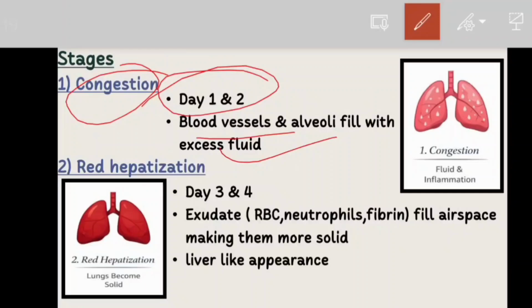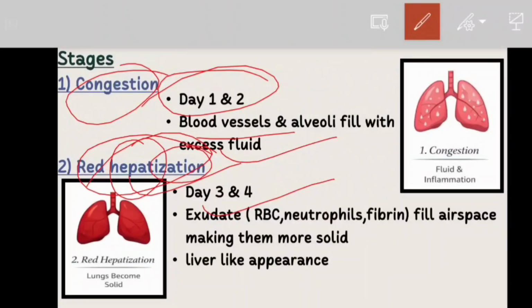Okay. Now stage 2, that is the red hepatization. So that is day 3 and day 4. Students, this is a favorite viva question. So first understand the word hepatization. Here hepato means liver, and hepatization means the lungs start looking like the liver.